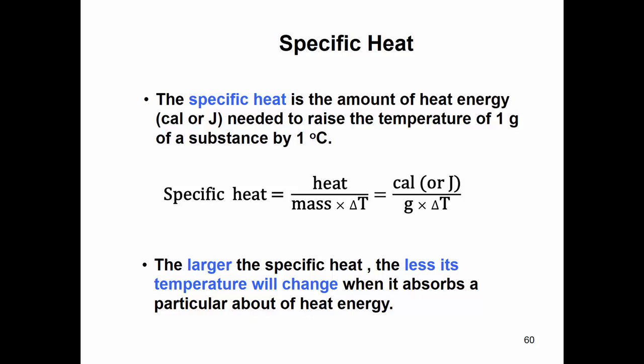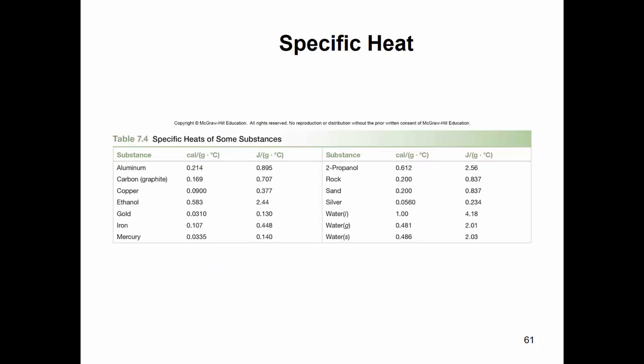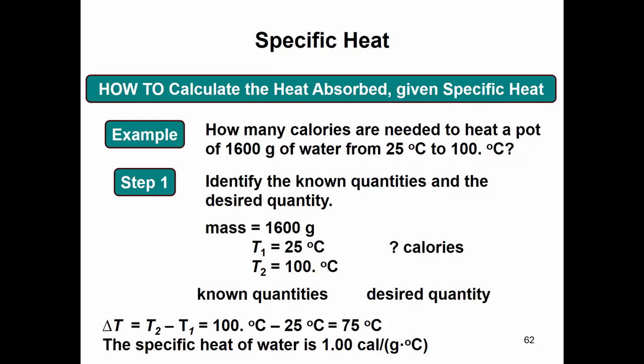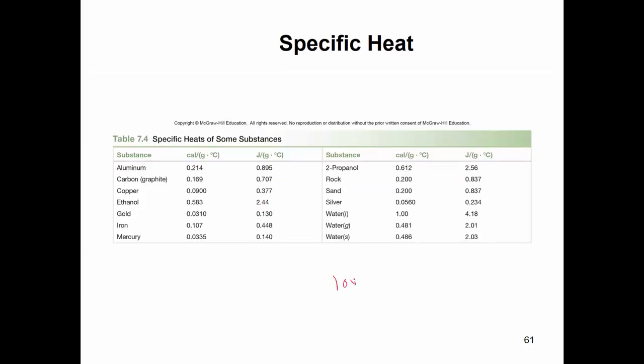A lot of our substances have known values of specific heat. The larger the specific heat, which is just a physical property of lots of substances, the less its temperature will change. So if you're looking for, let's say, a metal that will heat really fast, then you're going to want to look for a substance with a low specific heat value.